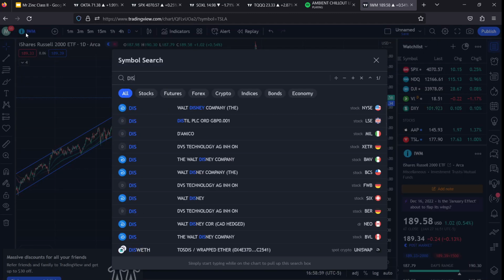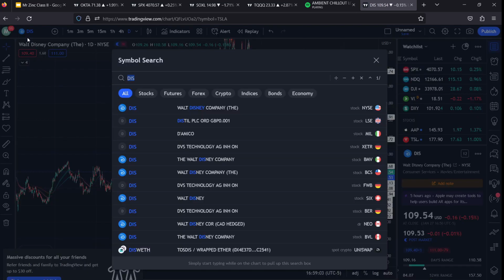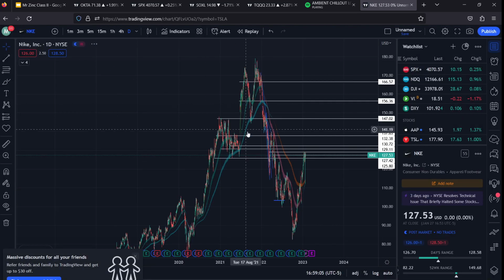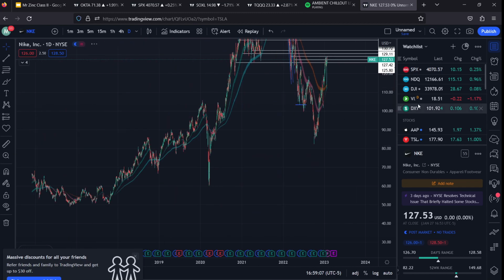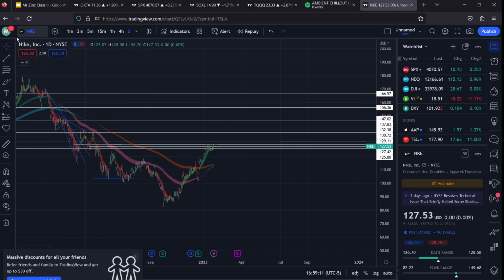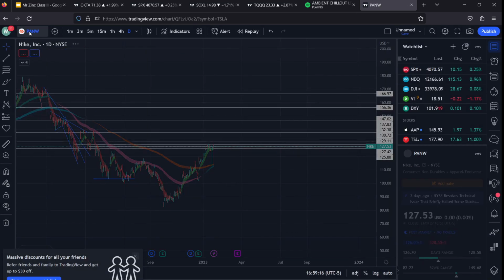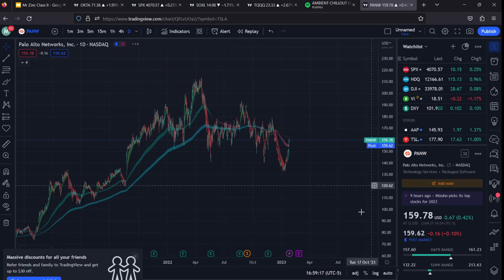Another chart too, so I'm going Disney. I already have stuff on Disney. Shoot. Nike maybe? I already got stuff on Nike too. We can still try. I don't know a stock that I don't have anything drawn on. PNW, there we go.